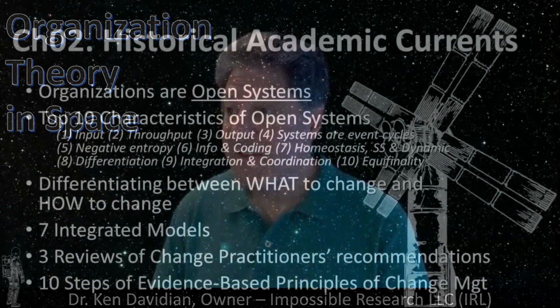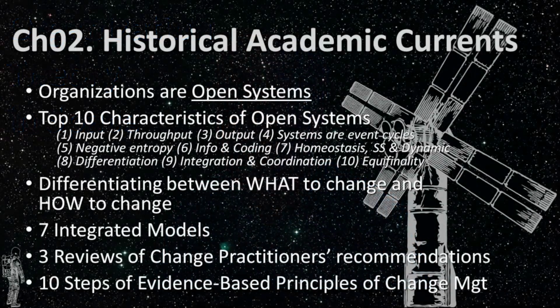Since organizations are widely recognized as being open systems instead of closed systems, this chapter covers 10 characteristics of open systems that focuses on the distinction between an organization deciding what to change versus how to implement the changes. What an organization decides to change is typically determined by what is happening in the external environment. This chapter identifies and describes 7 integrated models of organizational change, and then discusses 3 different reviews of practitioners' recommendations. After all that, this chapter identifies a 10-step process of evidence-based principles for change management.